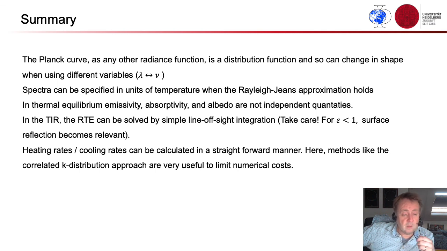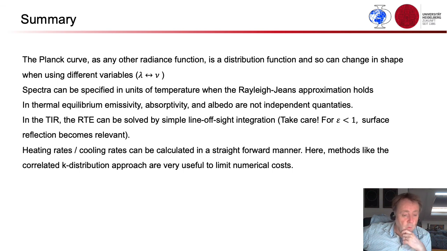That means that we are at a long wavelength with respect to the maximum of our Planck curve. And in particular astronomers, when they observe hot stars, are in that domain, that region, and that's why they talk about temperature to specify a certain radiance level. Then we discussed the concept of emissivity, absorptivity, and albedo, which all depend on each other. They are not independent when we have thermal equilibrium.